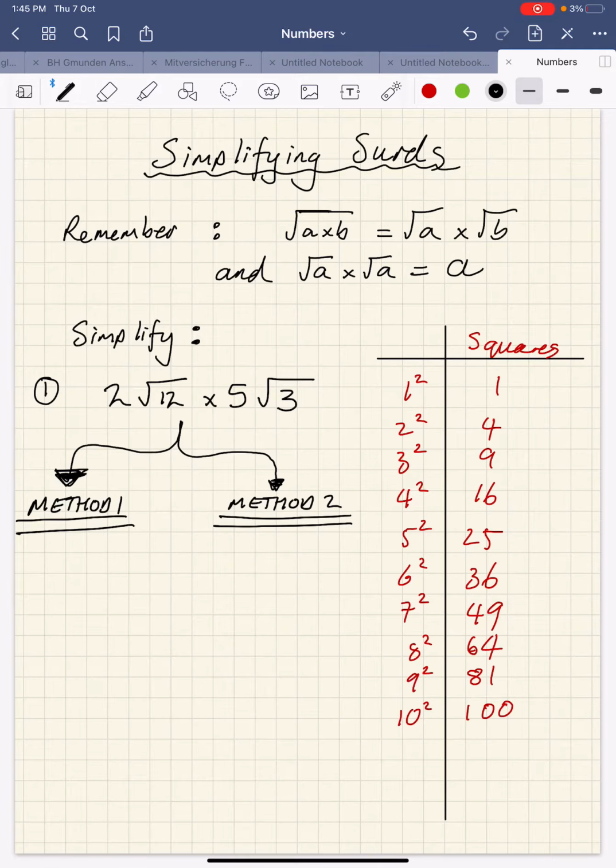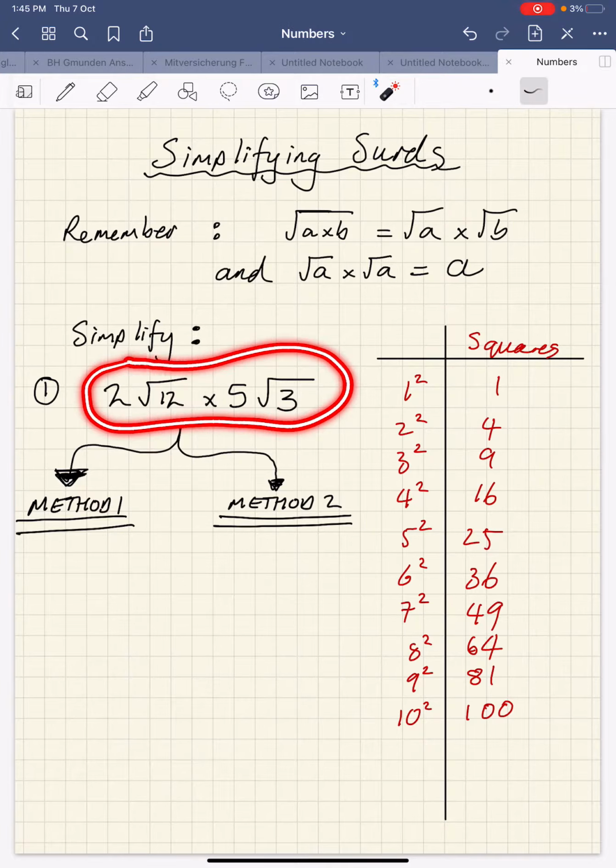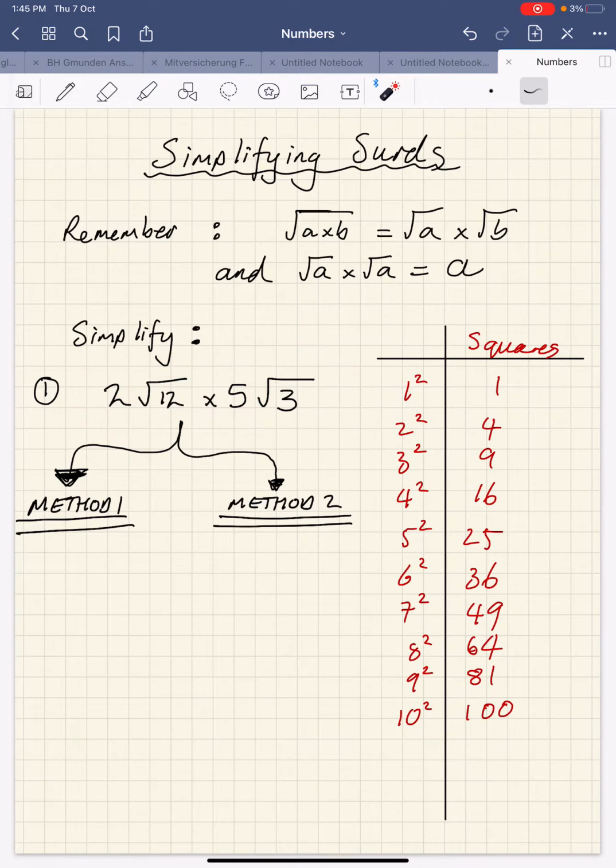All right, another surds example, and we're going to do method 1, method 2, and look at the two, compare them and see which one might be more suitable. So for this question here, this is a whole bunch of multiplications. There's a hidden multiplication here and here. This is 2 times by root 12 times 5 times by root 3.